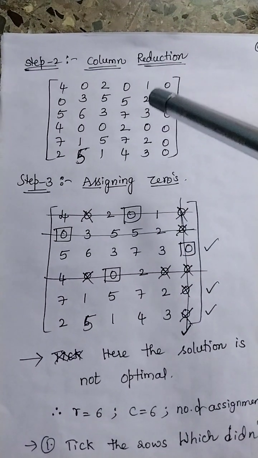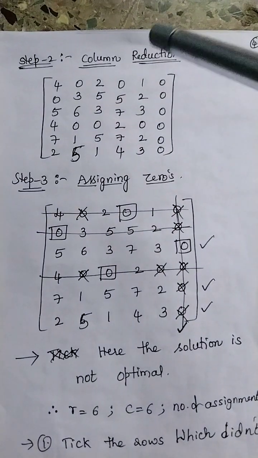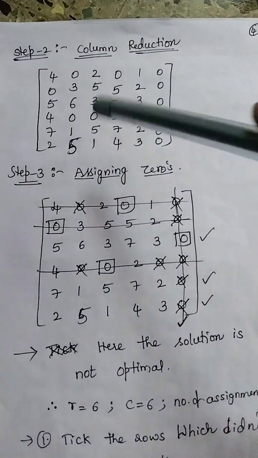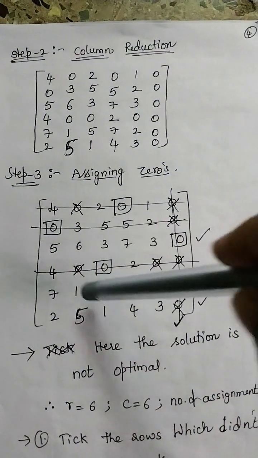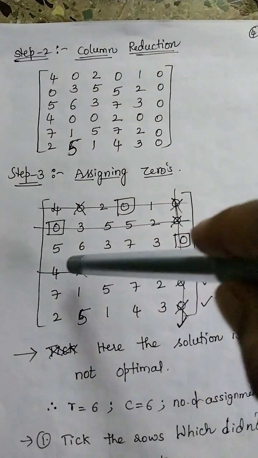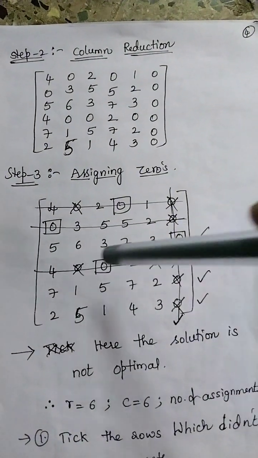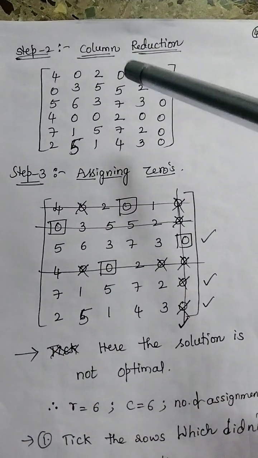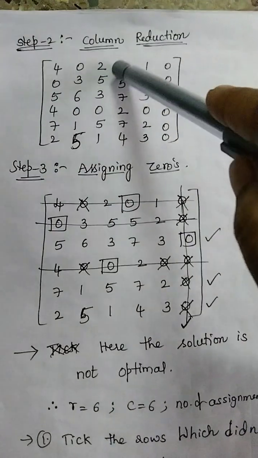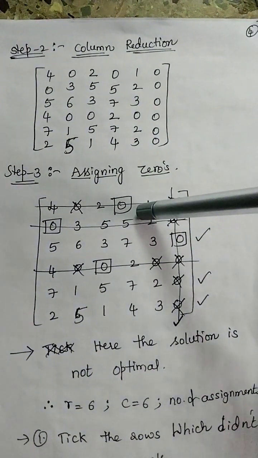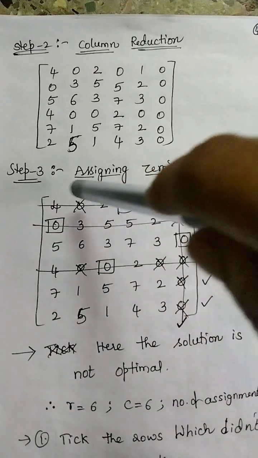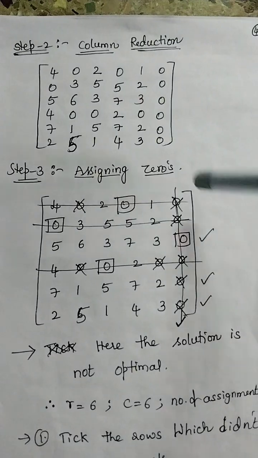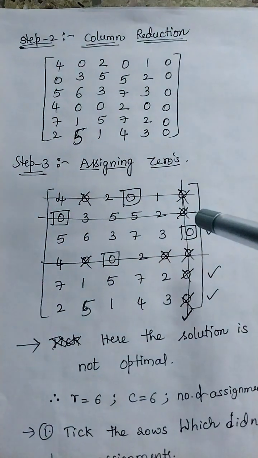Now in the second column there are 2 zeros. And in the third column there is only one single 0 which should be assigned. So we are going to give the assignment here and we have to cancel the zeros in that row. So this 0 is cancelled and this 0 is cancelled. In the fourth column there is only one single 0 which should be assigned. That's why here it is assigned. Now no 0 will be there in that row. So this 0 is cancelled. Now we got the solution here.